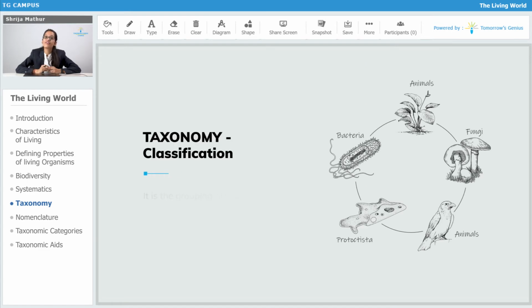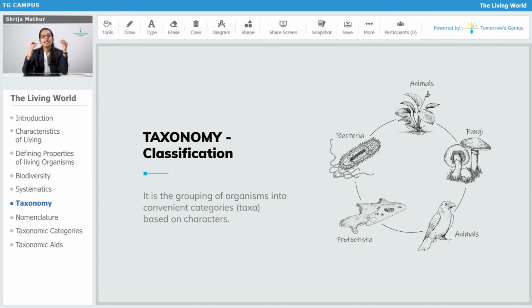Next is classification. Classification means dividing the organisms into certain groups or certain ranks, and when we talk about organisms in taxonomy, we take those ranks or groups as taxa. So this is classification, dividing the organisms on the basis of their different groups, their different ranks.